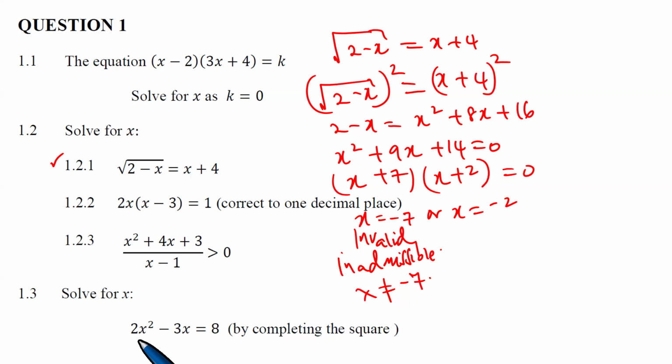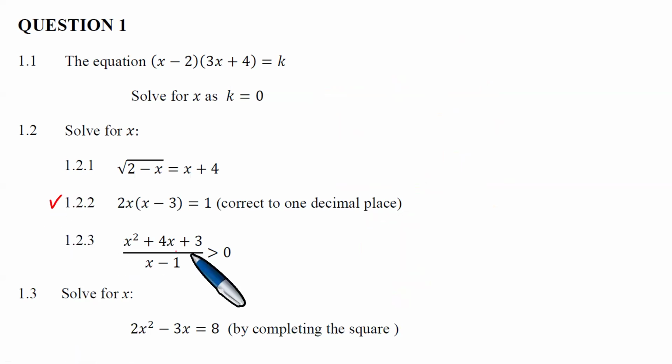The next thing is now you need to do 1.2.2. In 1.2.2, you need to deal with this one here, and you need to calculate this one correct to 1 decimal place. So what do we do here? Correct to 1 decimal place. There are a couple of things that you need to do. Once the examiner says, because this is from a junior examination, correct to 1 decimal place, you need to write 2x(x minus 3) equals 1, expand.